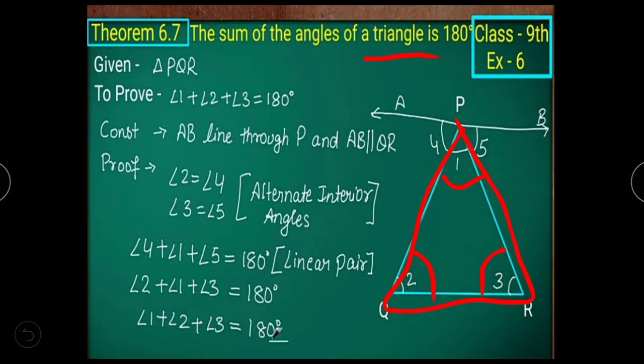Now students, to prove angle 1 plus angle 2 plus angle 3 is equal to 180 degrees, we have to draw a construction. In the construction, we draw a line through P which is parallel to QR, and the name of the line is AB. So in our construction, line AB passes through P and is parallel to QR. OK, we drew a line from P named AB which is parallel to QR. This is what we have constructed, students.